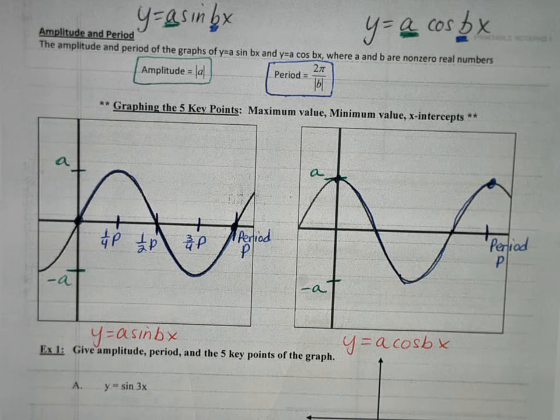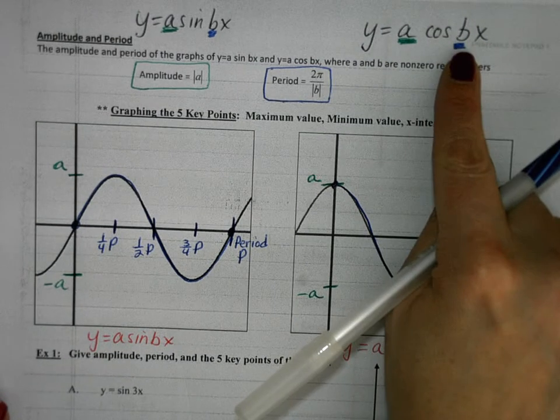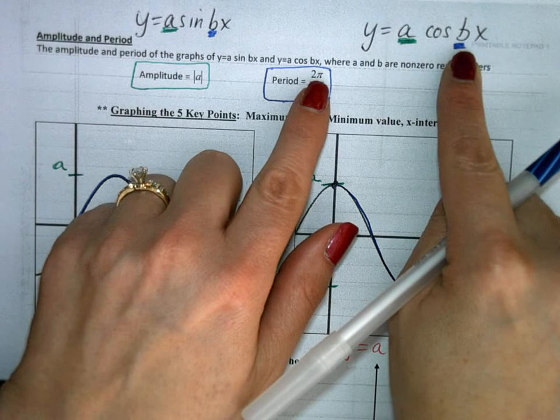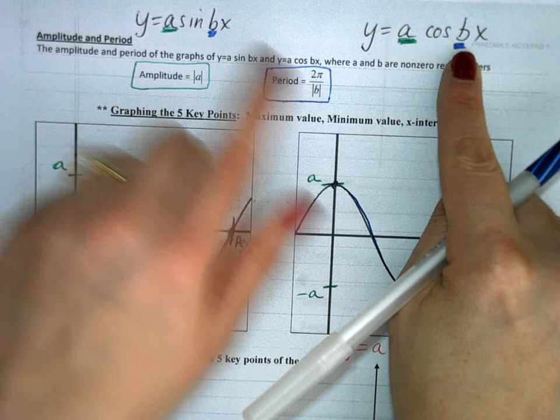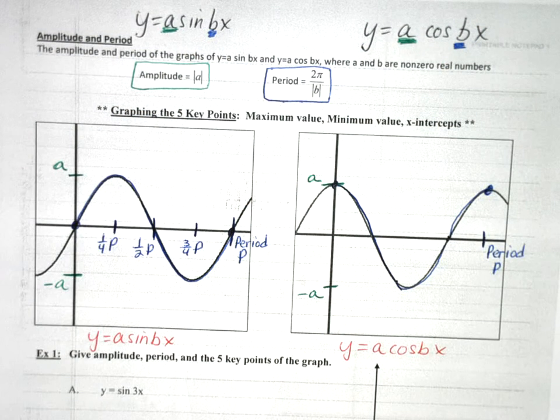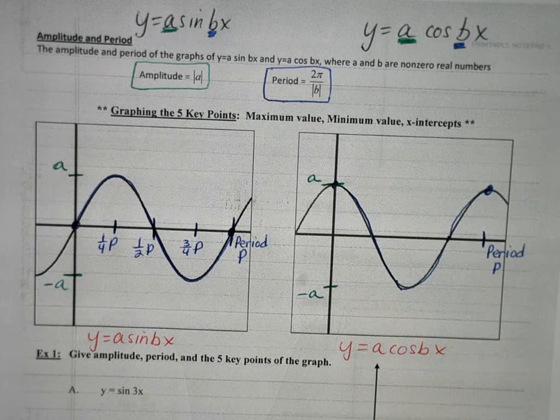What's the B? The B is the number in front of your X. So to find the period, I do 2 pi divided by the absolute value of that B. How do we know what B is? I'm going to get there in a second. This is just the general explanation, generally what it looks like. When you get some numbers in there, you're going to be a whole lot happier.